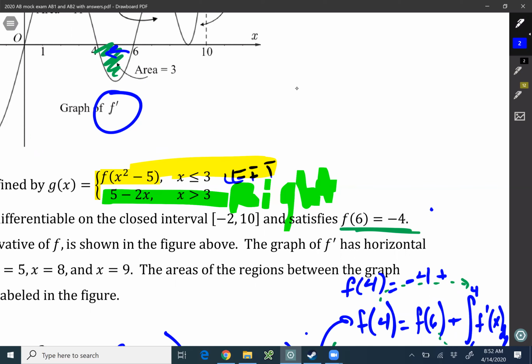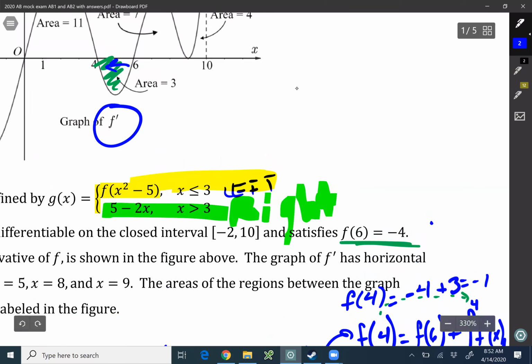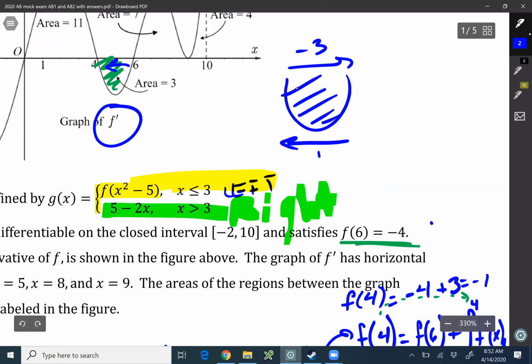Now it's a little weird because it's kind of double flipping. The area is 3, but because it's below, it's -3. But when we're going backwards, it turns back into +3. So that's a little bit weird. So it becomes -1. The reason for that is when it's below the axis, if I go left to right, it would be -3, but if I go right to left, it becomes +3.